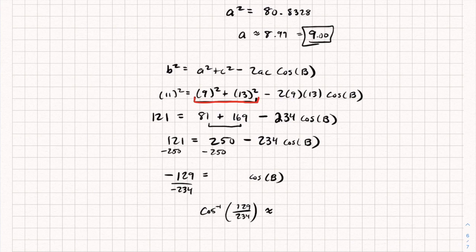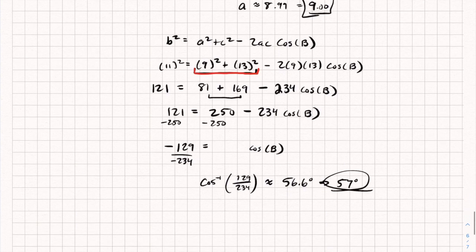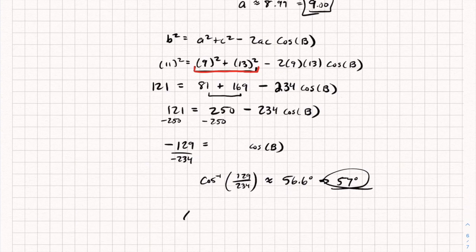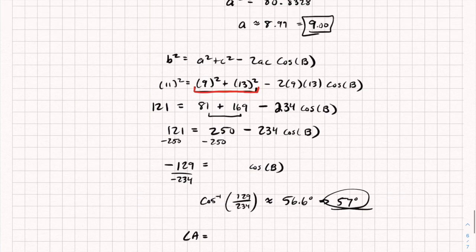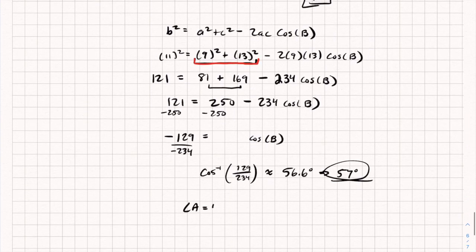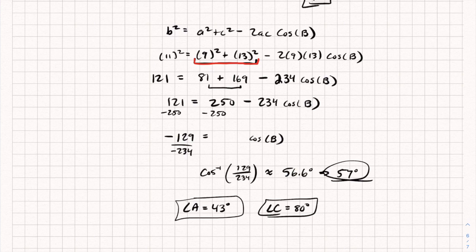This will give me approximately 56.6 degrees, which we will just round up and say 57. So there's my answer for B. If I know B is 57, then I can find angle C because angle A, recall, was 43, if I remember right. So if B is 57, that's equal to 100. So angle C has to be 80 degrees, approximately. And there we found all the missing pieces of information.